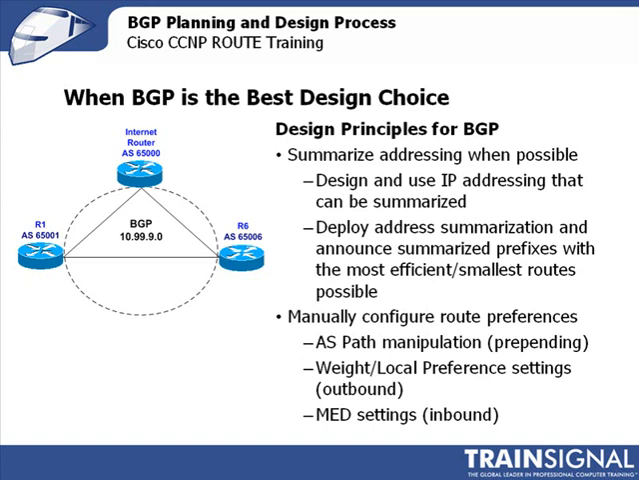Another thing with BGP is manually configuring your routing preferences. Remember that with BGP, it's not a traditional metric, but it deals with a number of path attributes, which we'll actually talk about in the lesson about BGP basics. You can use AS path manipulation, which is called prepending. You can do weight or local preference settings for what's going outbound, how to get out of the autonomous system, and then multi-exit discriminator, which essentially announces what point to enter the network through. And these are just a few of the many things you can do to manipulate route preferences.